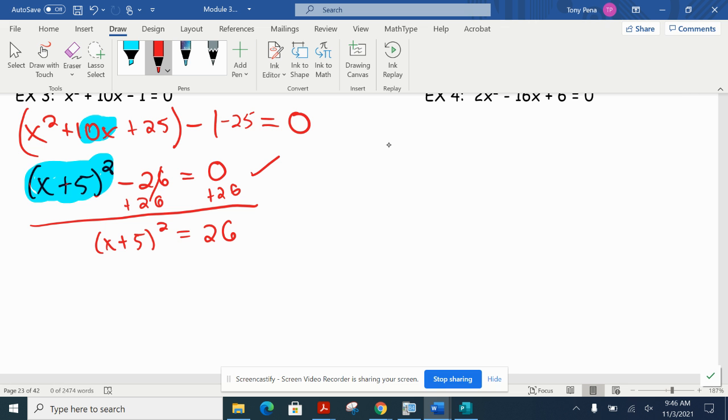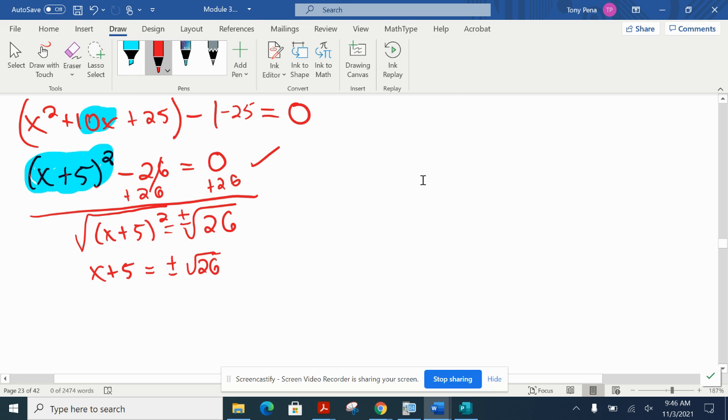Then, once we have it isolated, the reason we isolated it is so that we can get rid of the squared term with our square root. So then we would take our square root, and whenever I take that square root, that is the step where I should get my positive and my negative sign. So on the left, I end up with x plus 5, and then I get a positive or a negative root 26.